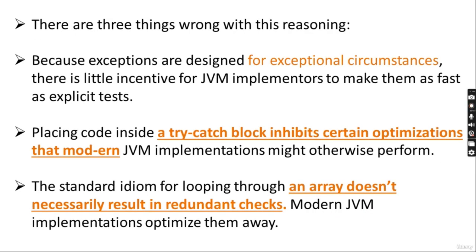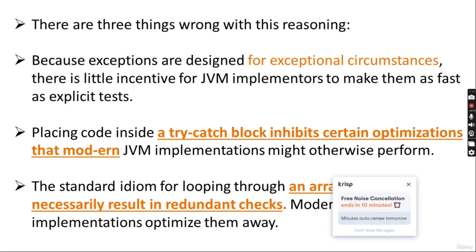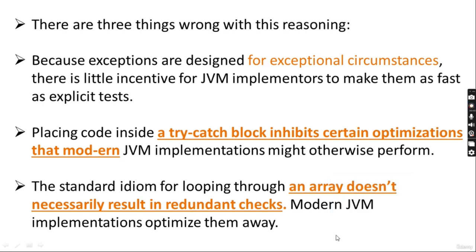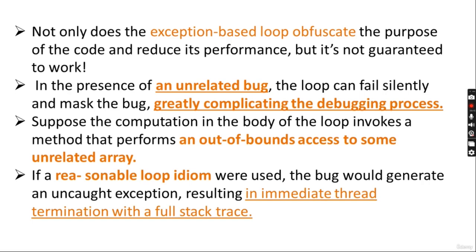There are three reasons we will see, three things. Exceptions are designed for exceptional circumstances. There is little incentive for the JVM, Java Virtual Machine, implementers to make them as fast as explicit tests. Placing code inside a try-catch block inhibits certain optimizations that modern JVM implementations might otherwise perform. The standard idiom for looping through an array does not necessarily result in redundant checks. Modern Java virtual machine implementations optimize them away.